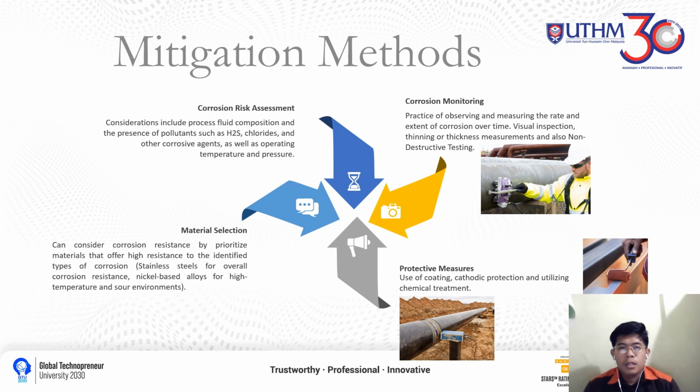Secondly, material selection can be done by considering corrosion resistance, prioritizing materials with high resistance to the type of corrosion. Third is corrosion monitoring, the practice of observing and measuring the rate and extent of corrosion over time. And lastly is protective measures, use of coating, cathodic protection, and chemical treatment. Thank you.